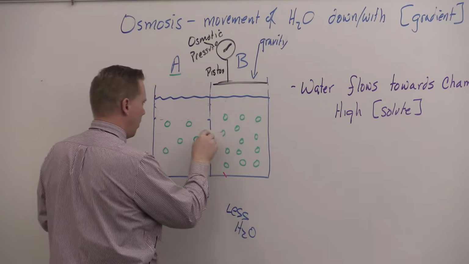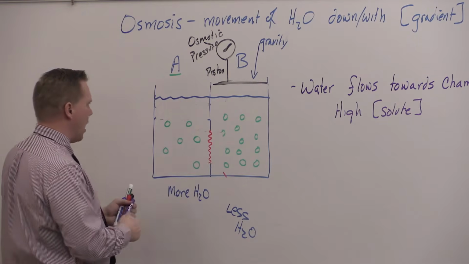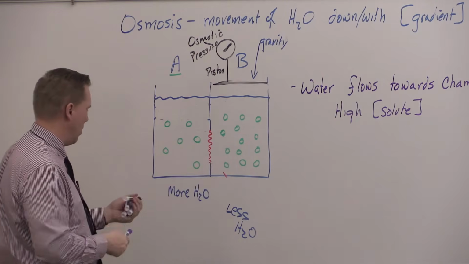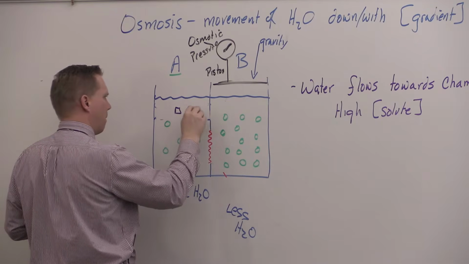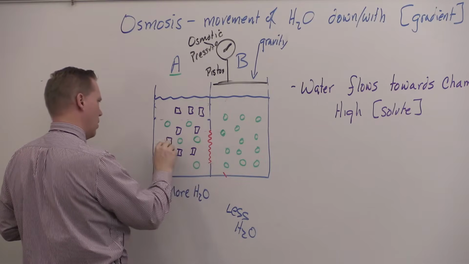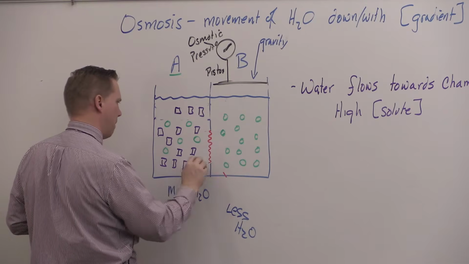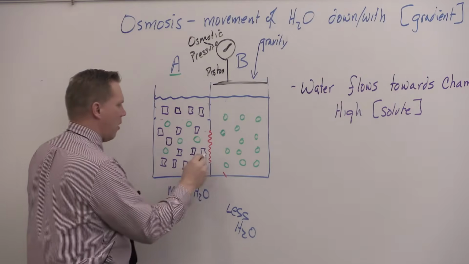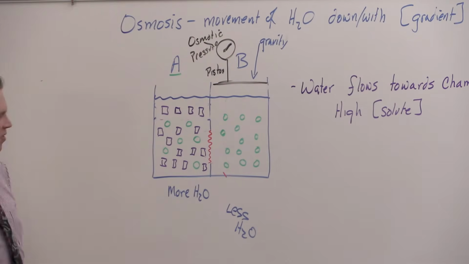And we'll redraw our membrane. And now, all I'm going to change is I'm going to add another solute. We're going to add some purple squares as another solute. All right. Now, we're going to use this model to illustrate an important concept with osmosis.